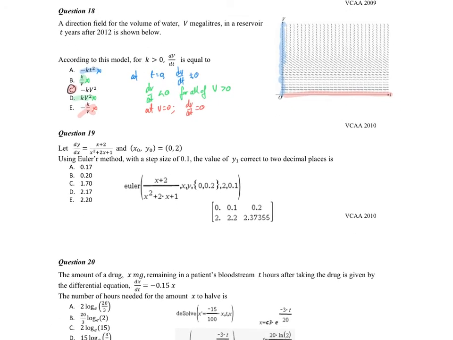What have we got? We've got dy dx equals, so there's our dy dx, comma x, comma y. At x equal to 0, y is equal to 2. Step size of 0.1. So we've got y0 here, y1 here. So 2.2 is going to give me the answer that we're looking for. All right.